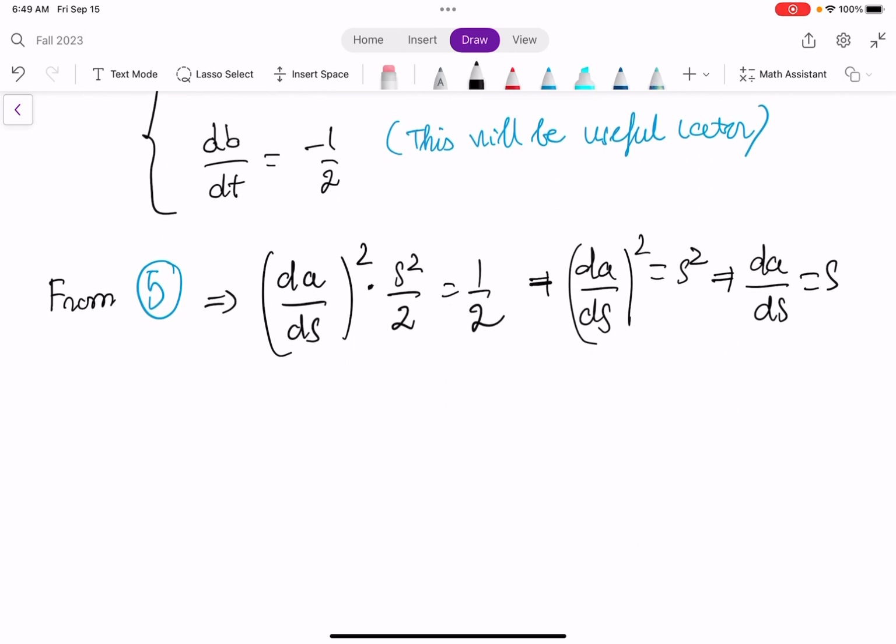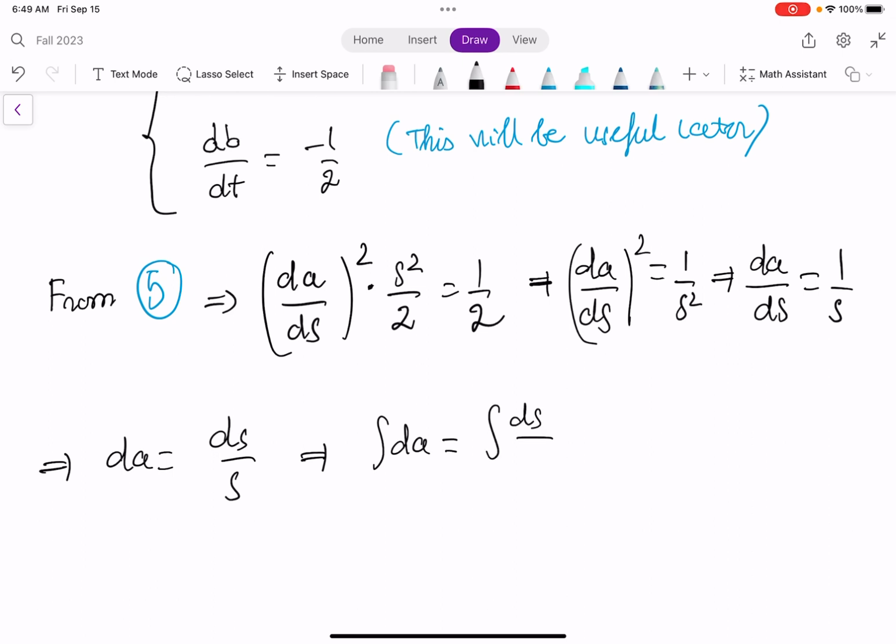Let's rearrange a bit. Oh, my bad. This is not s squared. This is 1 over s squared, so this is 1 over s. Okay, let's rearrange a bit. So dA equal to ds over s, and if you integrate both sides, you get a equal to ln s plus a constant c3.